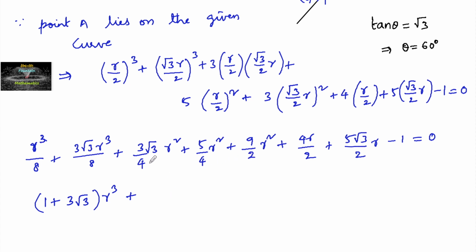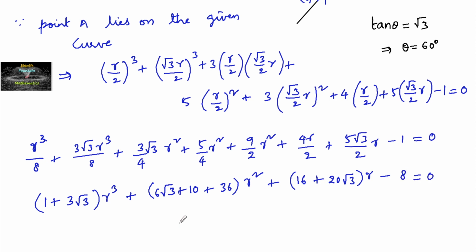If I take LCM as 8, so here 2 into 3 root 3, so let me write 6 root 3 directly. So this is 6 root 3, and here 5 2s are 10, and here 2 4s are 8, 4 9s are 36 times r square. And now coming to the coefficient of r, here the denominator is 2, so 4 times, so 16 times r plus here 4 5s are 20 root 3 times r minus 8 is equal to 0. So this is the cubic equation, you got it.